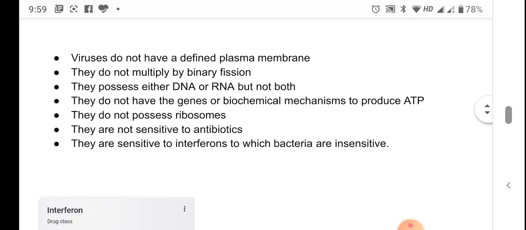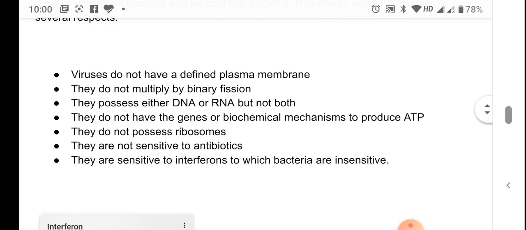Prokaryotes are sensitive to antibiotics, but viruses are insensitive to antibiotics, because most antibiotics work by inhibiting cell wall synthesis. Here there is no cell wall or even a plasma membrane, so they are insensitive to antibiotics. But they are sensitive to interferons, while bacteria are insensitive to interferons.